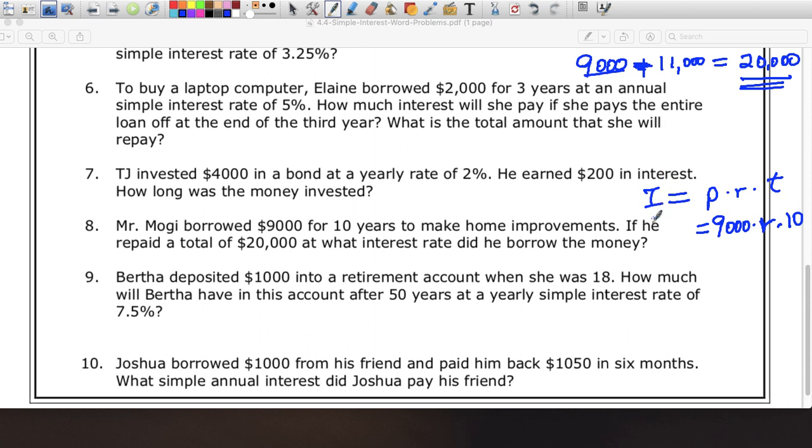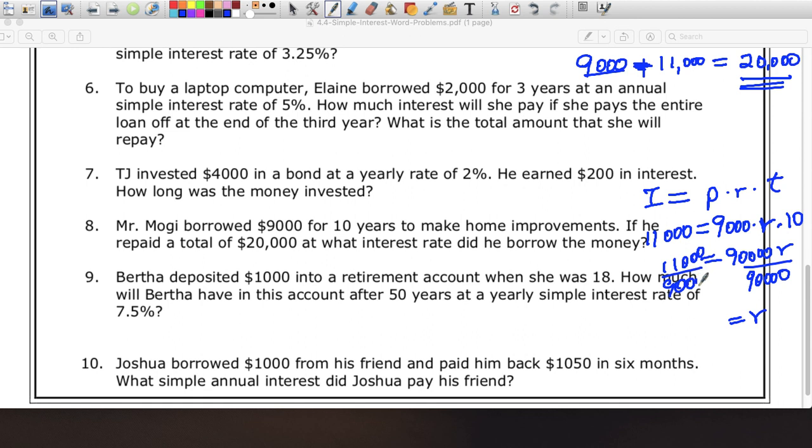So the interest that the bank made was $11,000. So that's probably a high interest rate here. So let's see what happens. 9,000 times 10 is 90,000 R, and 11,000 over here. Divide both sides by 90,000.